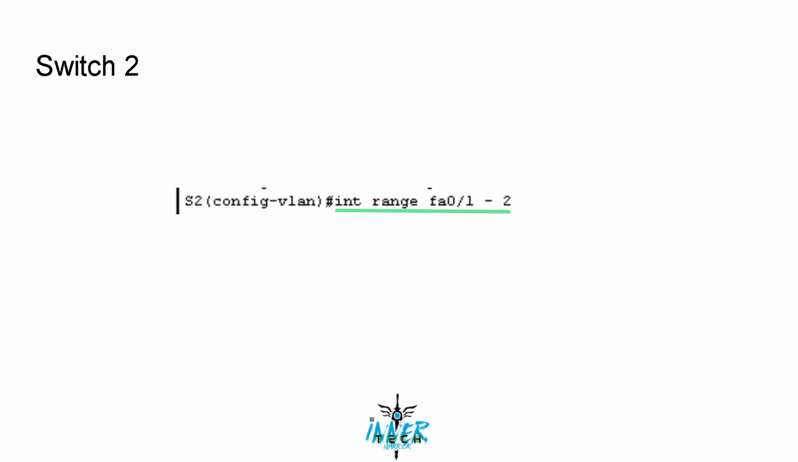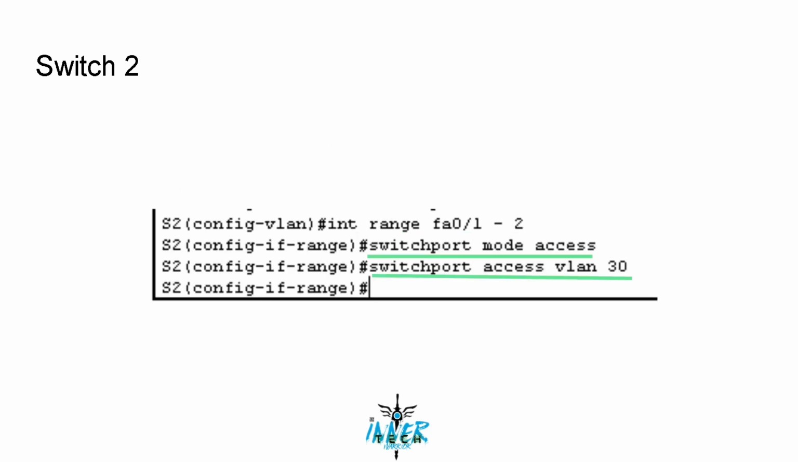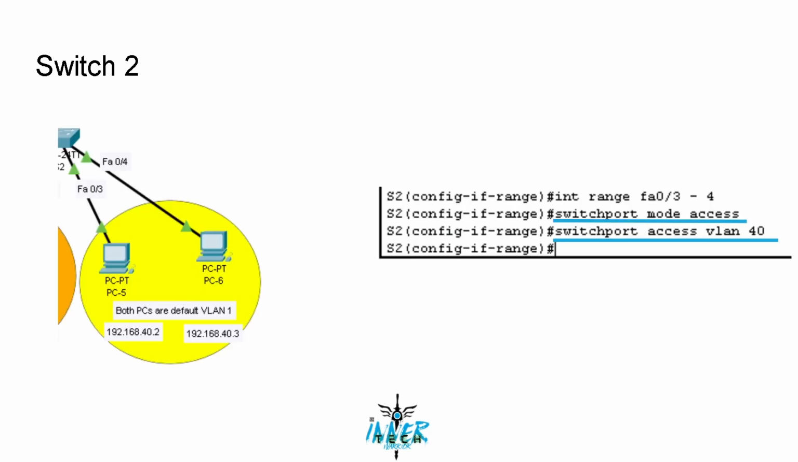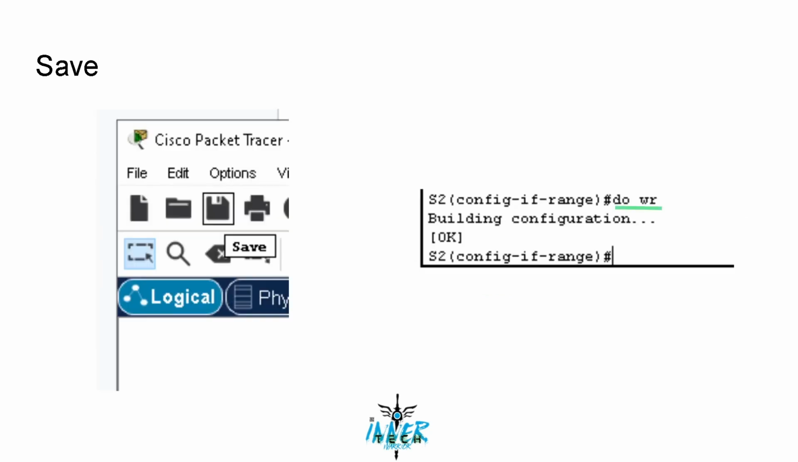We can select more than one switch port using the interface range command, interface range fastEthernet 0/1 through 2. Then let's add the switchport commands, switchport mode access, switchport access vlan 30. Then let's attach VLAN 40 for the switch ports PC5 and PC6 are connected to. Then save the configuration and save the Packet Tracer file.